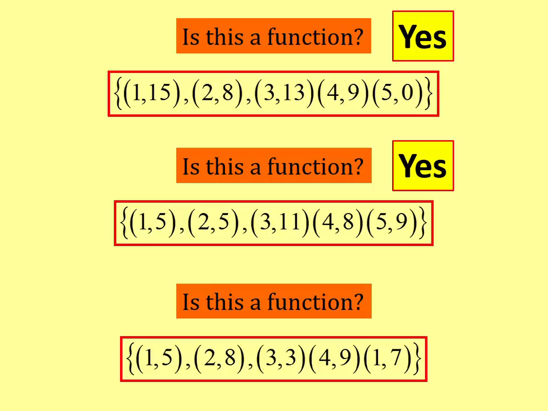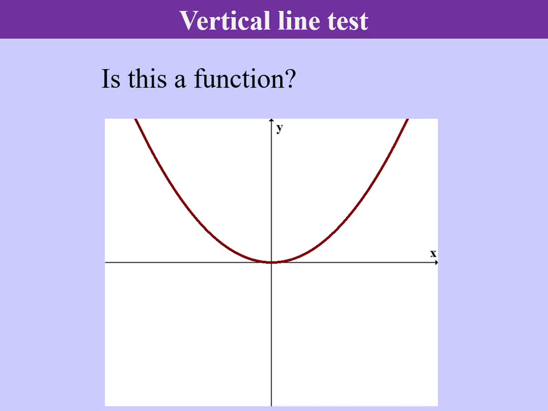In the beginning, a 1 gives a 5. At the end, 1 gives a 7. That's not a function. Another way, a common way, that you're asked to identify if something is a function is referred to as the vertical line test. It's the same thing we've been looking at. The x-axis represents the domain numbers. The y-axis represents the range numbers. Every number in the domain has to give one answer in the range.